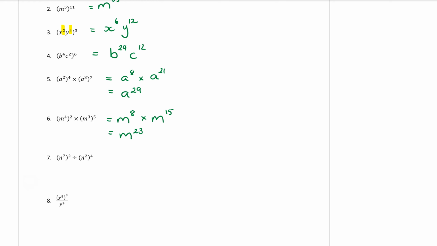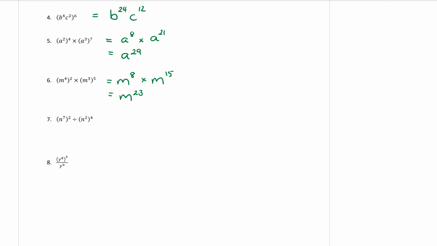Question 7 is similar, a small difference because it's divided, but the first step is to expand these brackets out. So for the first one, n is the base. 7 times 2 is 14. This time I have a divide sign, and I do the second one. N is the base. 2 times 4 is 8.